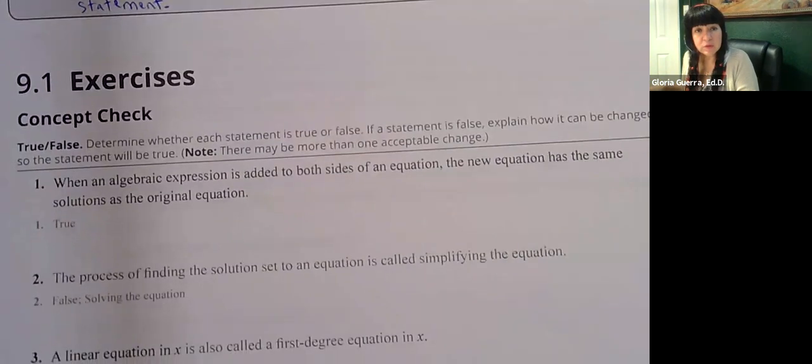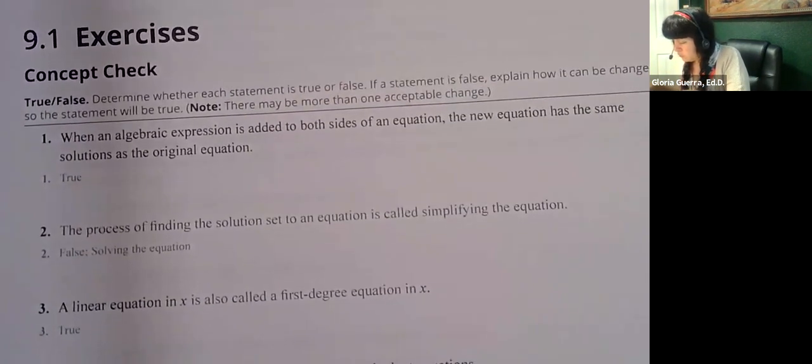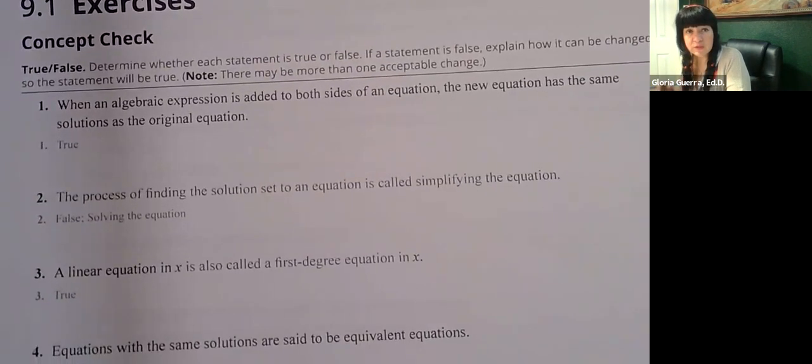So let's see. There's some questions I can go over before I do 5 and 6. I can go over these true or false. It says here that when an algebraic expression is added to both sides of an equation, the new equation has the same solution as the original equation. Okay, so that would be true.